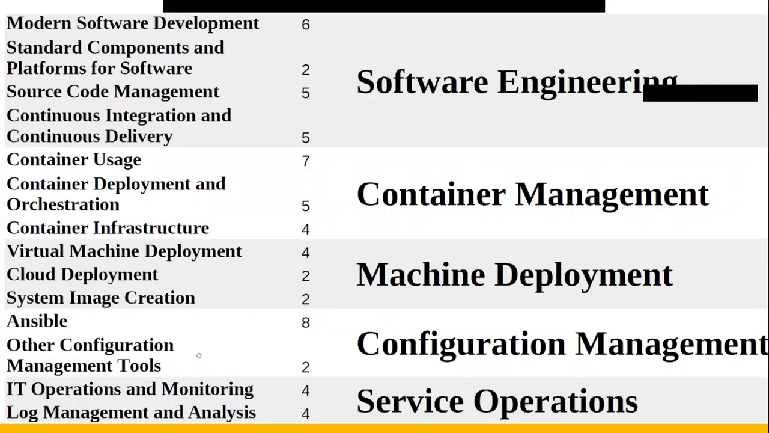All right, so each of those knowledge areas breaks down into sub-knowledge areas. So for example, software engineering breaks down into modern software development, standard components and platforms, source code management, continuous integration, and continuous delivery. Of those, you can see that modern software development has a higher weight, standard components and platforms has a lower weight. So if you're pressed for time, you can zero in on the areas with a higher weight.